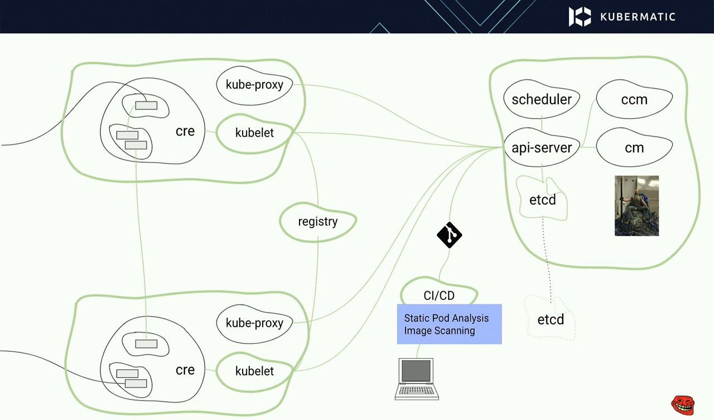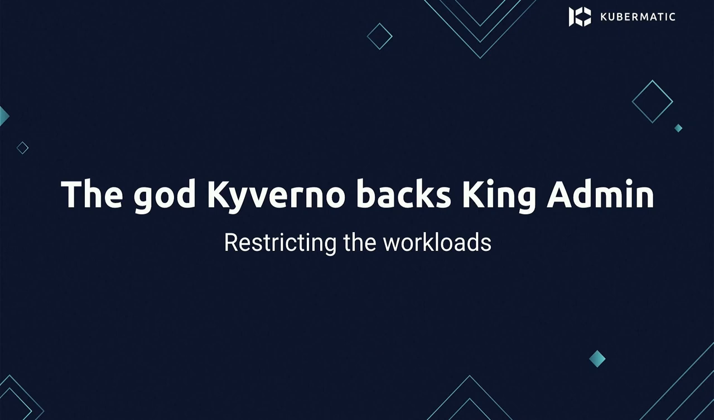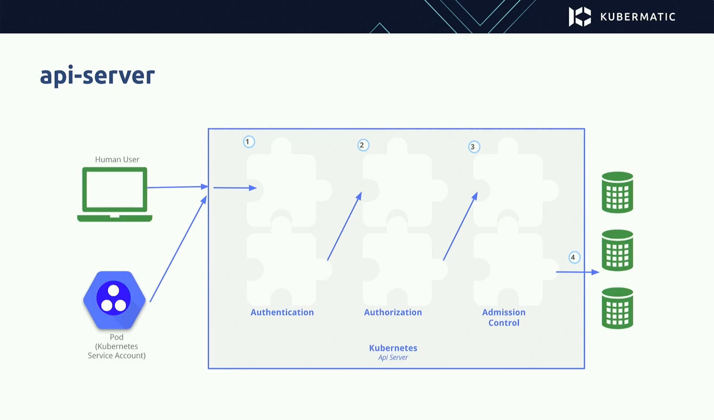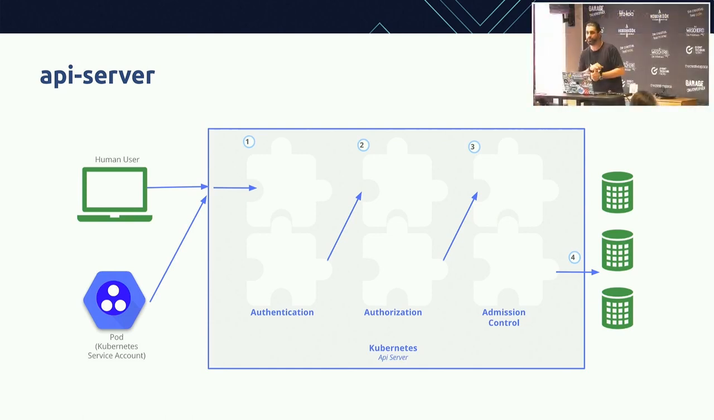So we also took care of this CI/CD stuff with static pod analysis and image scanning. And now the God Kyverno helps King Admin. You might teach the people not to run your containers as root, and you can put some checks on your CI/CD pipeline, but still people can just start a pod as root user manually, right? So at some point you should do some enforcing on people.